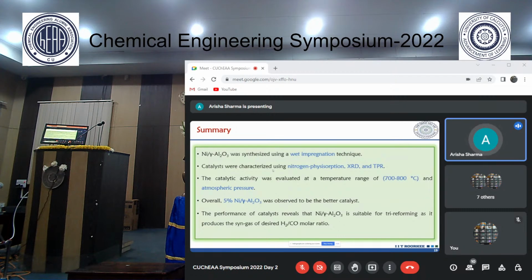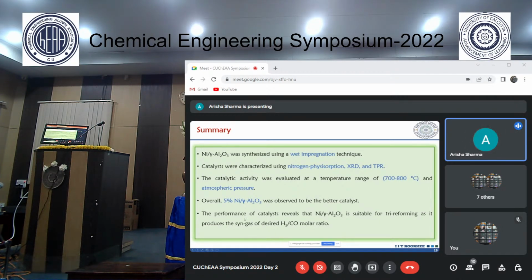We have synthesized the nickel gamma alumina catalyst by using the wet impregnation technique, and we have characterized the catalyst with nitrogen physisorption, XRD and TPR, and we have evaluated the catalyst activity at the temperature range of 700 to 800 degrees at atmospheric pressure. Comparing both the catalysts, 5% nickel alumina and 10% nickel alumina, we observed that the 5% nickel alumina showed better activity than the 10% nickel alumina.